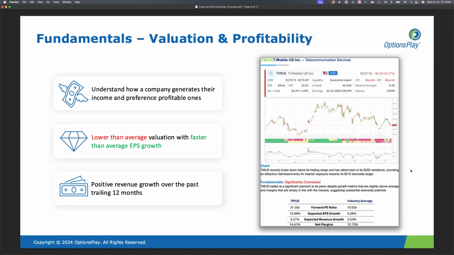So if you look at T-Mobile here, T-Mobile trades at 21, 22 times forward earnings, which is effectively double the industry average. If you look at growth expectations for T-Mobile, it absolutely exceeds the industry average. You're looking at EPS growth around 15, 16% versus the industry's around 5 or 6%. You're looking at revenue growth around 5% when the rest of the market is around 2.5%. So you basically have growth metrics that are either double or potentially triple what the market is currently expecting from its peers.